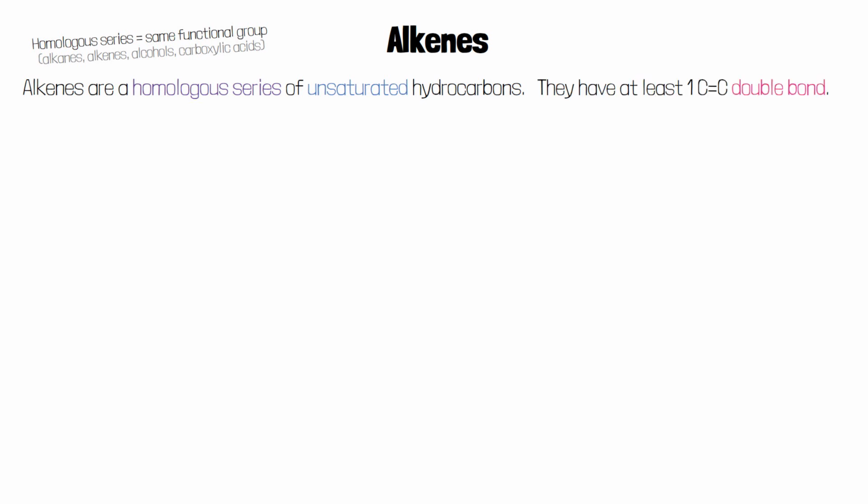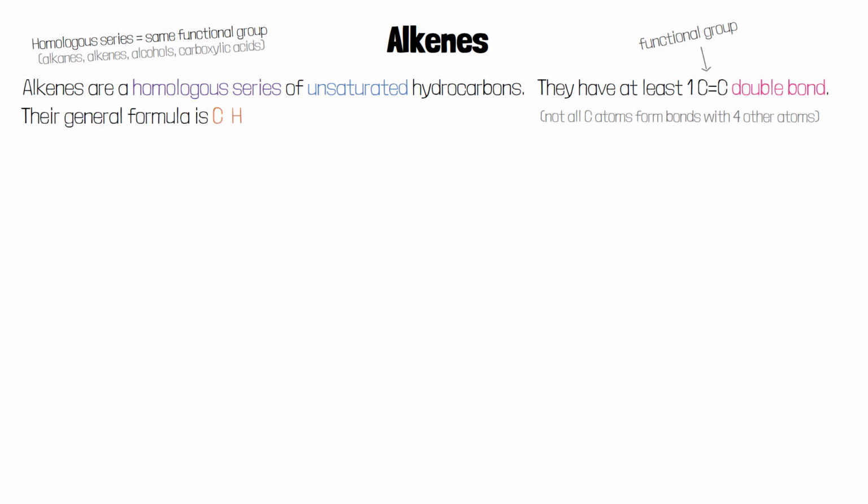Alkenes are unsaturated because they contain at least one double carbon-carbon bond. This is because not all of the carbon atoms form bonds with 4 other atoms. Some of them only form 3 bonds. The double carbon-carbon bond is the functional group of an alkene.